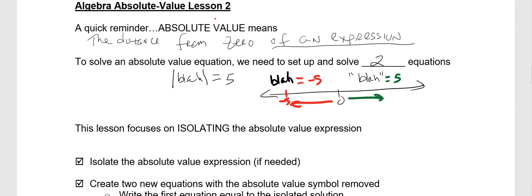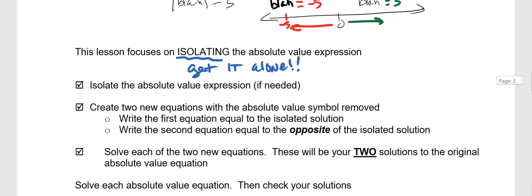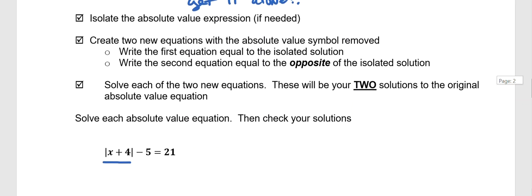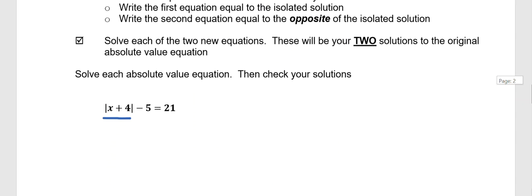Okay, so as I said, this lesson is going to be all about isolating the absolute value expression for us. That means get it alone. Absolute value wants to be a loner. Once we do that, then we can move on with the process that we've already learned of setting up the two equations and solving accordingly. Okay, so let's get started.